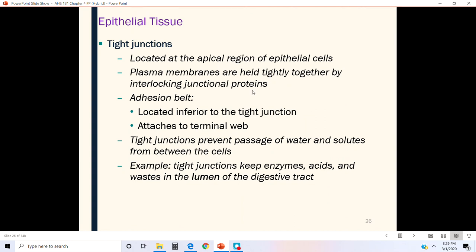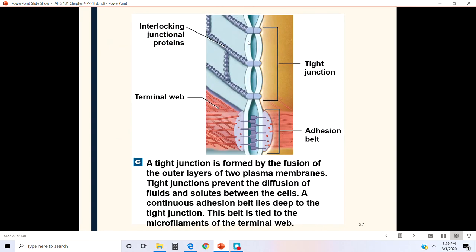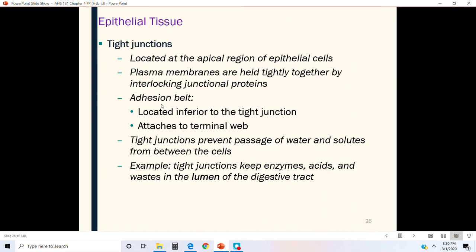So one other thing: here's the tight junction up here. Right below the tight junction, we do see this other thing known as an adhesion belt. This is just this raised area right here. It goes around the cell, and the adhesion belt is tied to a bunch of microfilaments known as the terminal web, and that also helps to stabilize the tight junction. So the adhesion belt is located just inferior to the tight junction, and it further ties into these microfilaments known as the terminal web.